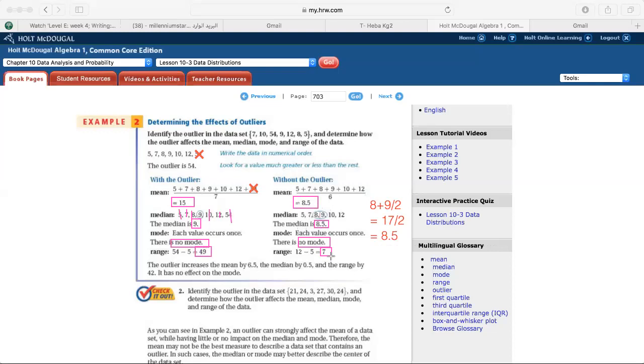So what effects did the outlier have? The outlier increases the mean by 6.5. I'm going to subtract the old mean and the new mean: 15 minus 8.5 is 6.5.